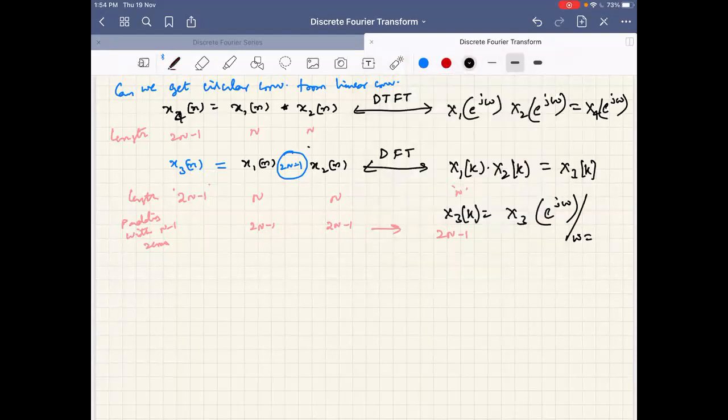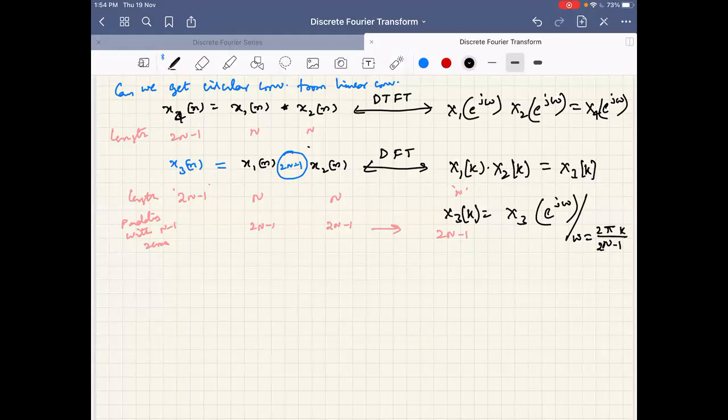So if this is the length 2n-1, to get x3 of k, how many samples should we take, or what should be the sampling period? 2 pi by 2n-1, into k. This is a very important point. Please note that we are now sampling 2n-1 samples in the frequency domain. Why are we sampling that?